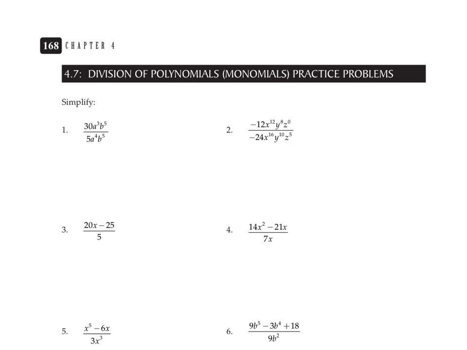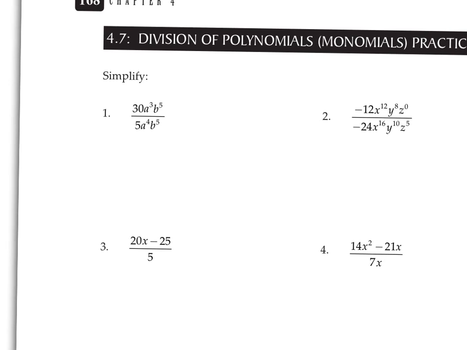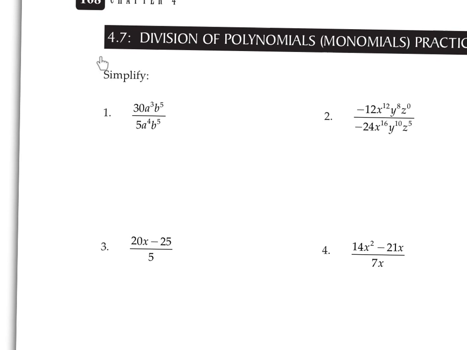Okay, we're in section 4.7 of Al Grosch's book, Developmental Math 2. We're going to do some practice for division of polynomials. We're really only dividing by monomials in this lesson. Starting with example 1, you can see the directions say simplify.